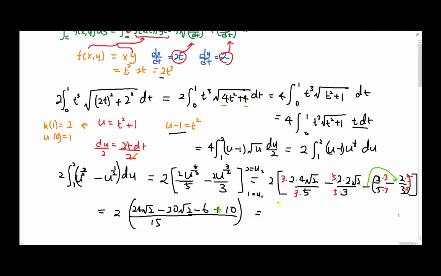Okay, so I have a 4 radical 2 plus 4. I can pull out that 4, or factor out 4. I get 2 times 4, 8. Okay. And I have 15 on the bottom. That's our final answer.